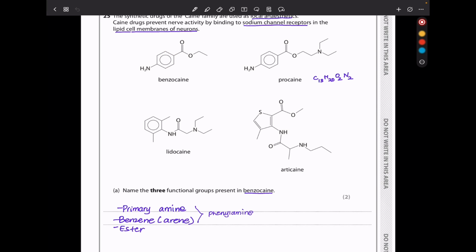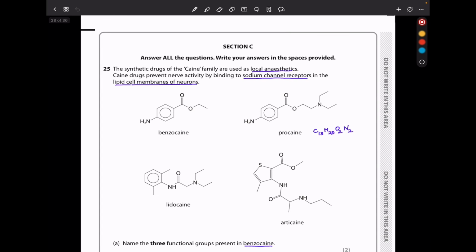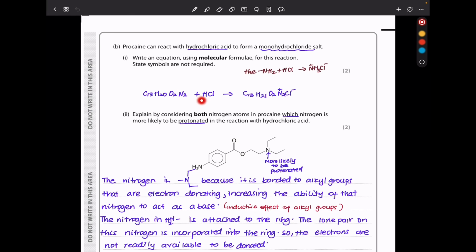So those are the 3 structures present. And next they say procaine can react with hydrochloric acid to form a monohydrochloride salt. Write an equation using molecular formulae for this reaction. State symbols are not required. If I go back to procaine, this is the molecular formula of procaine. This is reacting with HCl and a salt is going to be formed.